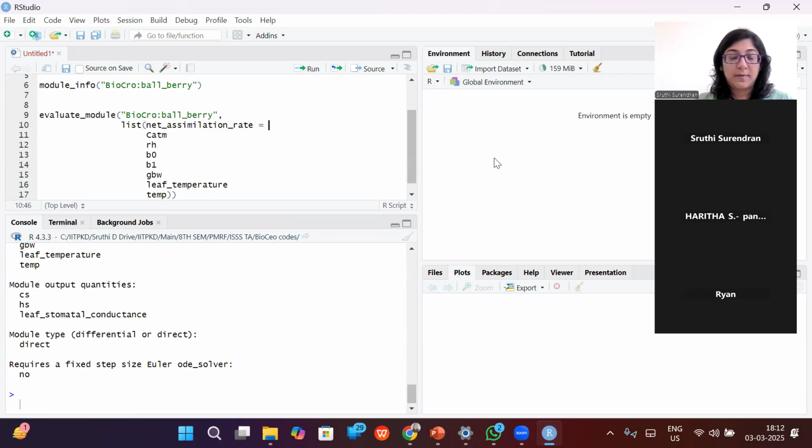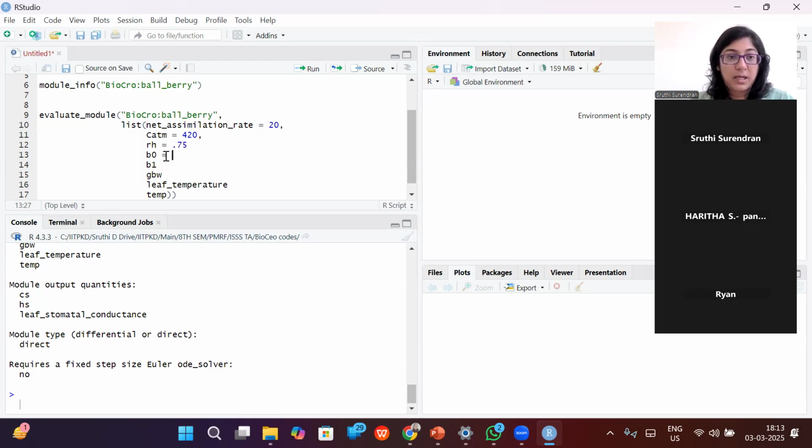Now we are supposed to give in some values. So net assimilation rate, as you are aware by now, is in the unit of micromoles per meter square per second. So say I'm giving 20 over here. I put a comma. Atmospheric carbon dioxide is in the unit of ppm or micromoles per mole. I'm going to give the current carbon dioxide concentration over here. You need not put any units. You only need to input the number. Now RH, I'm using one value, say 75%. So I'll put it as 0.75.